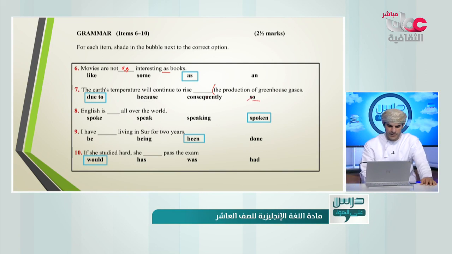So incorrect these ones. English is spoken, because you cannot say speaking, otherwise that means, as saying the laptop is, or the car is driving. No, the car does not drive. I drive the car, so the car is driven. Just say the same thing here. English is spoken. I have been living. If she said hard, she would in the past.